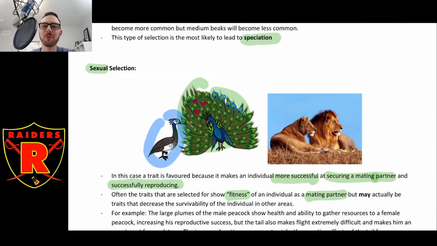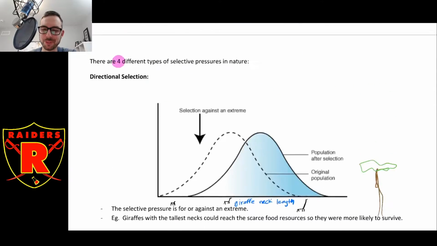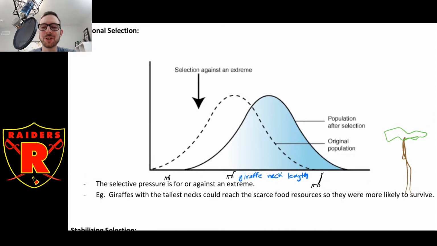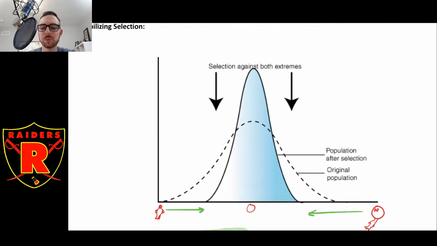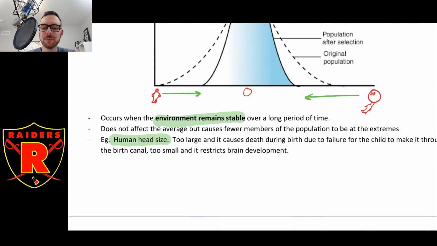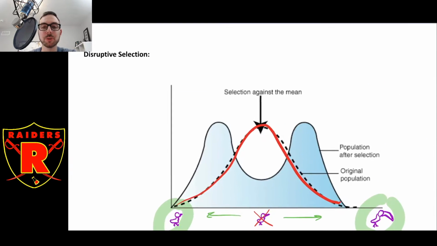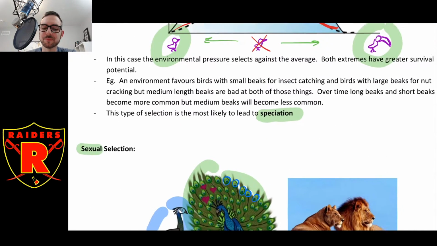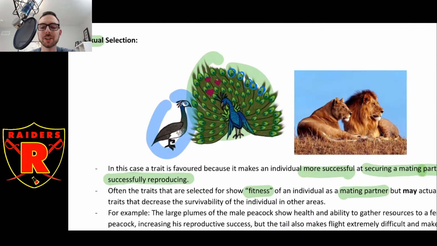Okay, so four types of selection. I'll go through them really quickly again here. Directional selection, when you're selecting towards the extreme. Stabilizing selection, when the average is the best for survival. Disruptive selection, where the two extremes are much better than the average for survival. And then lastly, sexual selection, where it's all about impressing usually the ladies.